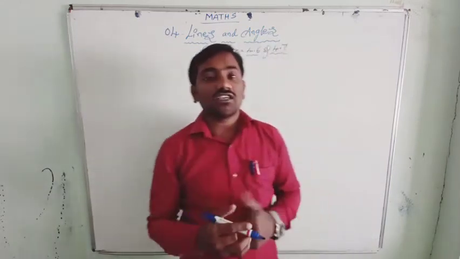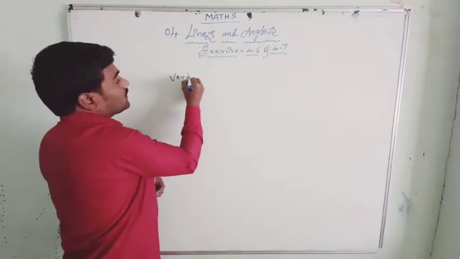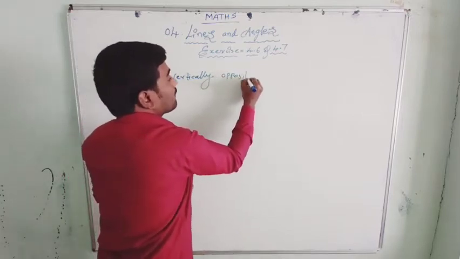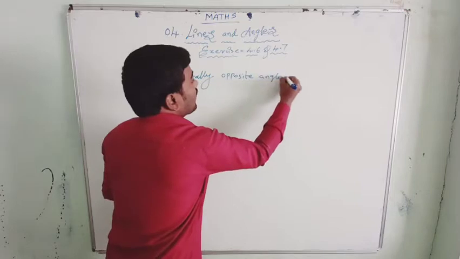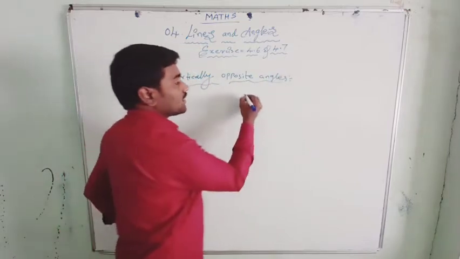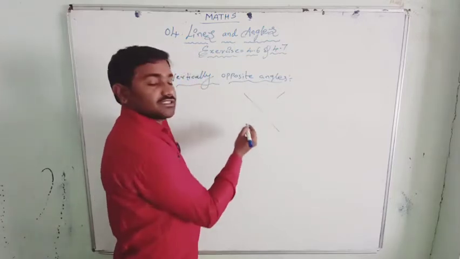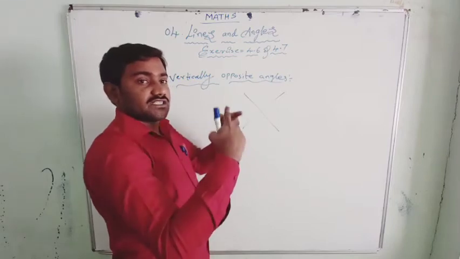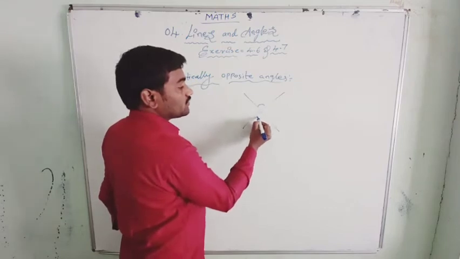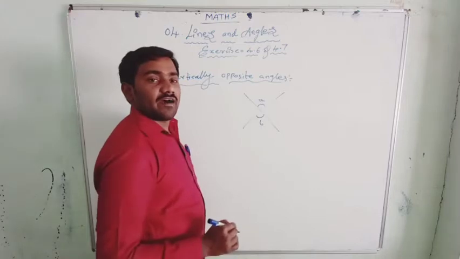This 4.6 is based on the vertically opposite angles. What are the vertically opposite angles? You know it. You might be seeing alphabet X or a danger symbol, or when scissors are opened, the angles formed oppositely. They are called as vertically opposite angles. These two angles here, suppose A and B, are vertically opposite angles.